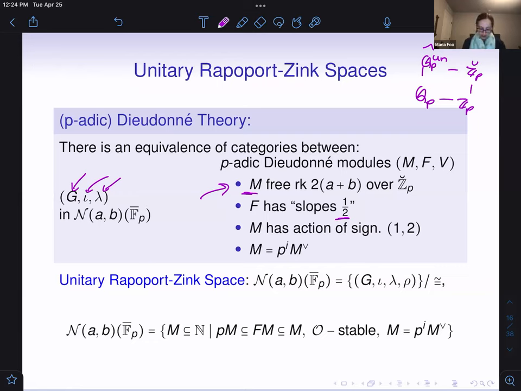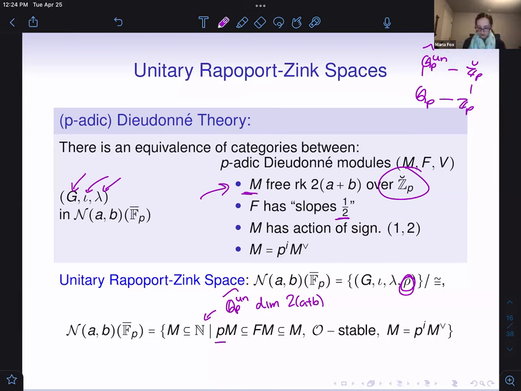So in particular, we can use our map to the base point to put all of these varying modules inside one vector space. This will be a vector space over this completion of the unramified extension of dimension 2a plus b. So it really is linear algebraic in nature. We're studying a bunch of varying lattices inside one fixed vector space.